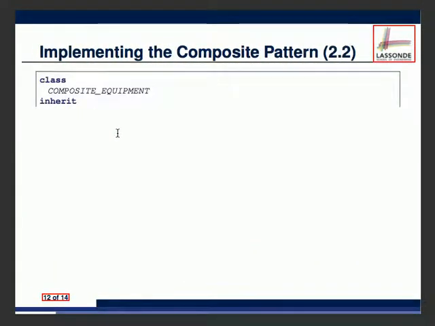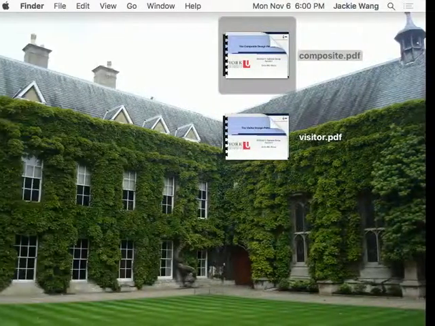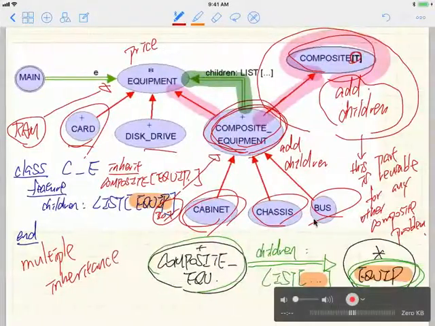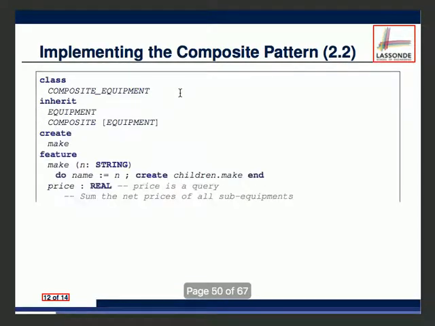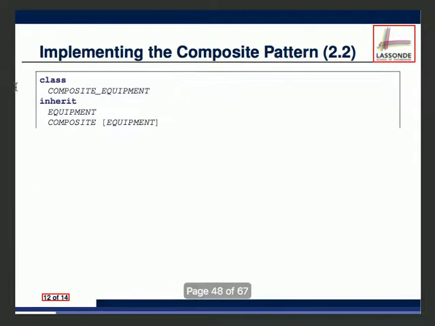Now we have composite equipment. Let's remember what the architecture says. The composite equipment inherits from two classes. First is equipment, the other one is composite. Let's see how it looks. It inherits, first of all, equipment, and also composite with the T instantiated using equipment. So also good.